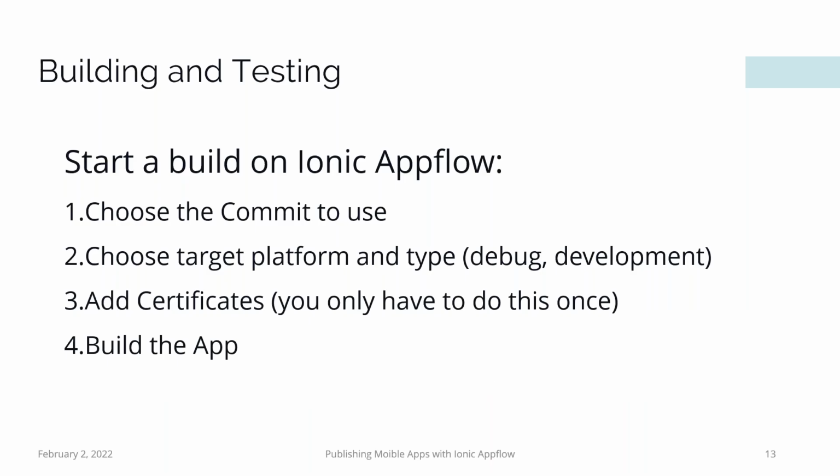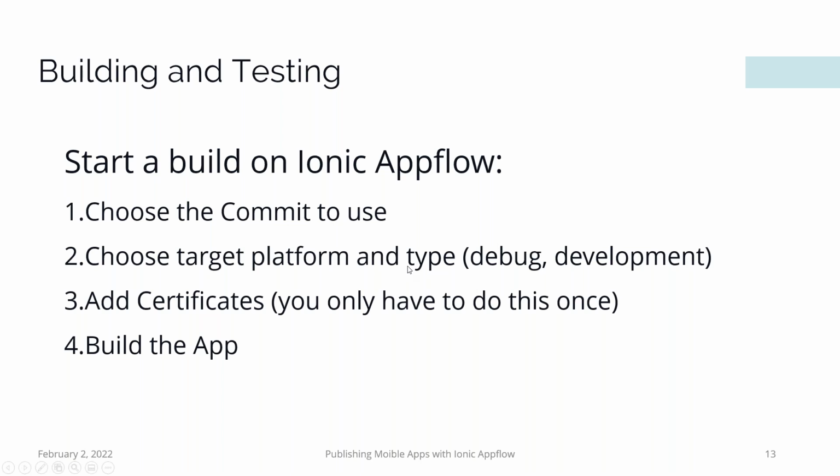So when you build on Ionic Appflow, it's a 3 to 4 step process, and I say that because step 3 you only have to do once. But you pick which commit you want to use. So in the example we just saw where I added one, there was only one commit. But if you've made changes and committed those changes over time, there's going to be a few to choose from, and you're likely going to want to pick the one that you did most recently. So that's the first step. You then need to choose the platform and the type.